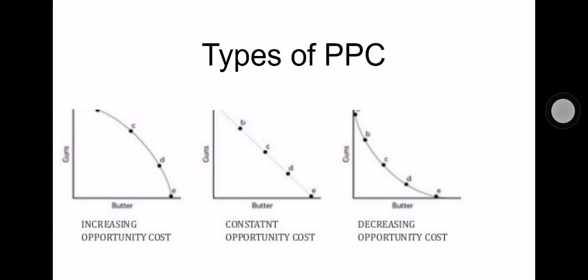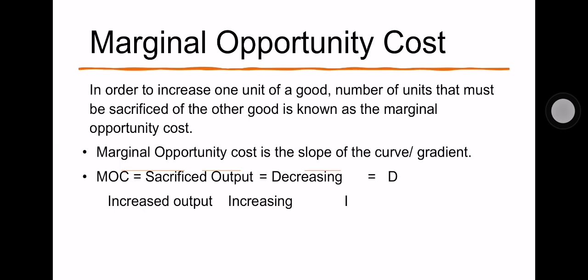Now, when studying the PPC, we will encounter 3 main types of PPCs, of which the first 2, the PPC with increasing opportunity cost and constant opportunity cost, are the ones from which you will get most of the questions in your A-level syllabus. But there are 3 types of PPCs. You can just look at the 3 types, and we'll start off by learning what the marginal opportunity cost is, because this is important in order to classify the different types of PPCs.